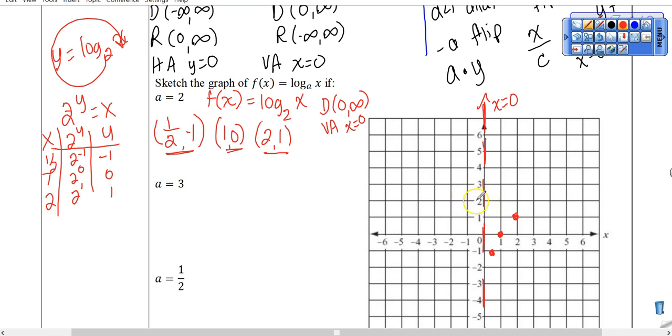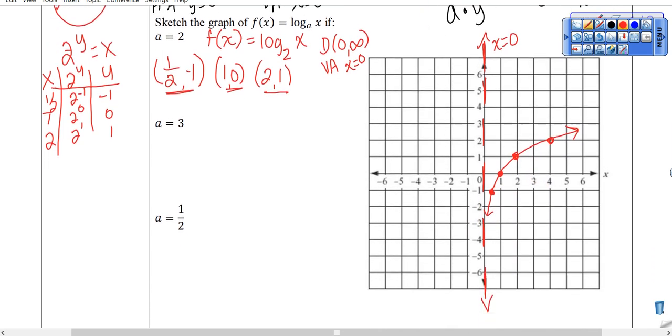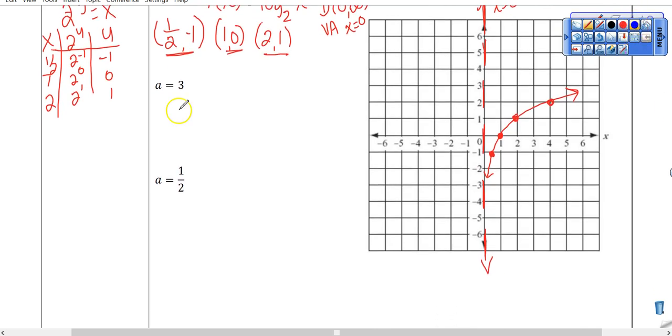2 to the 2, y equals 2 is 4. So we give 4, 2 in there, just for fun. So there we have logarithm base 2. You guys do the next one.